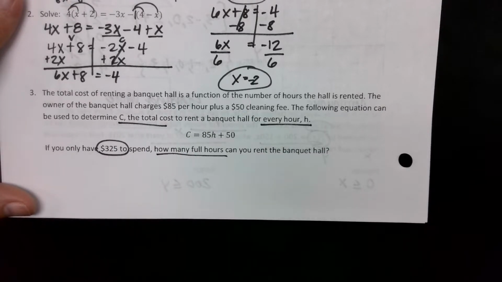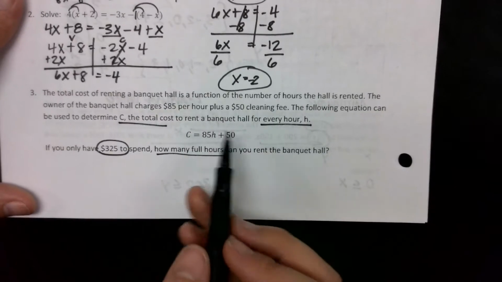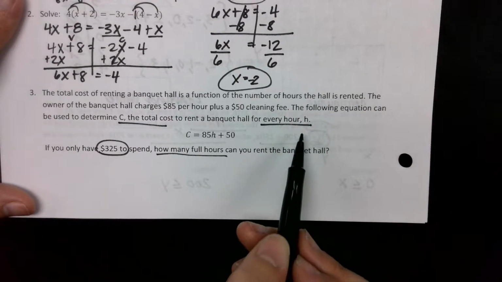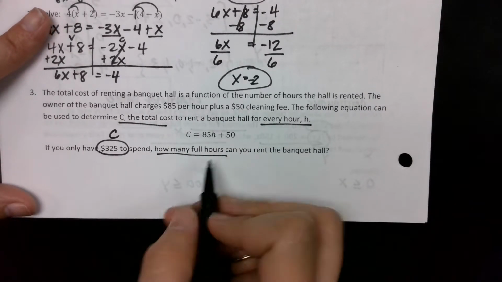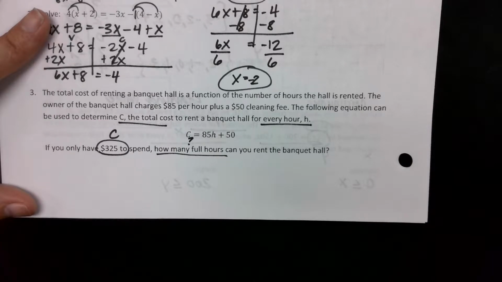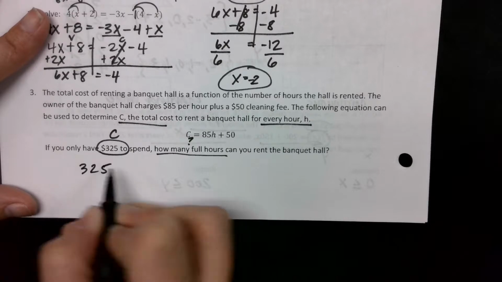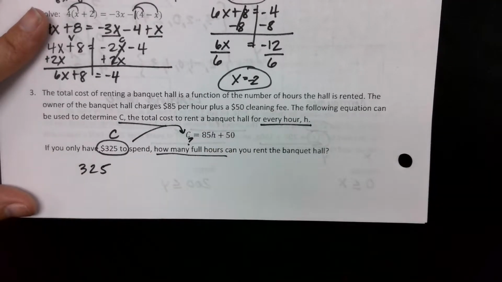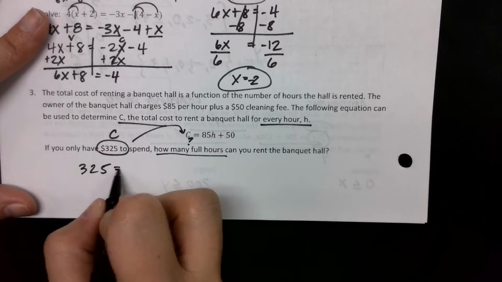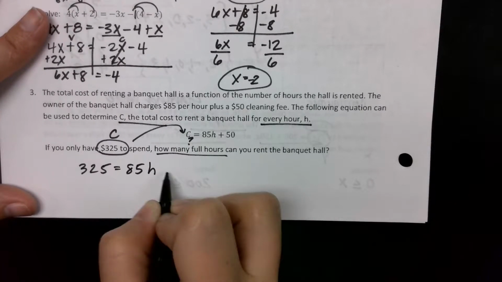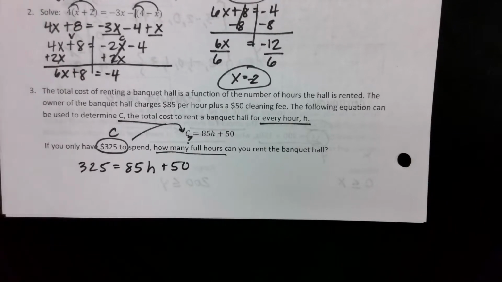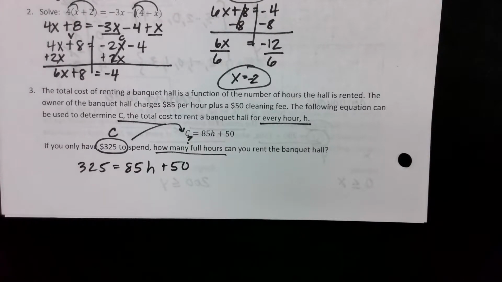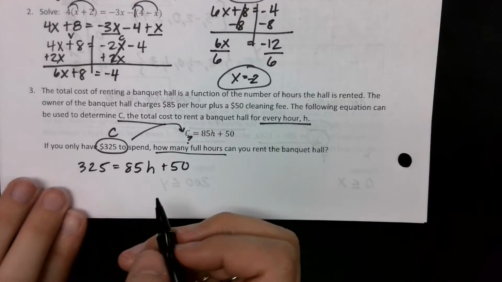So this 325 is something. It's one of our variables. It's either total cost or every hour. Because of the dollar sign, this is a C value. It's asking me for the number of hours I can rent the banquet hall for if I have $325. So this 325 is going to be substituted in for cost. H is hours. I'm trying to figure out how many hours I can rent the banquet hall for if I have $325. So now all I need to do is just solve for H by using inverse operations.